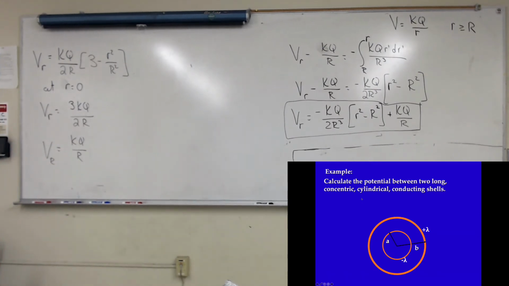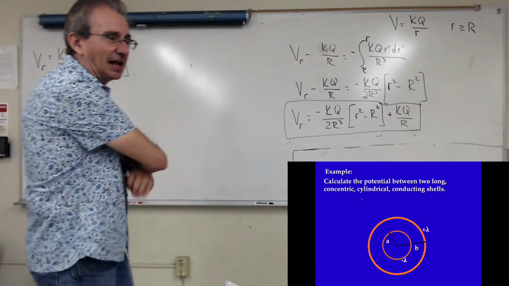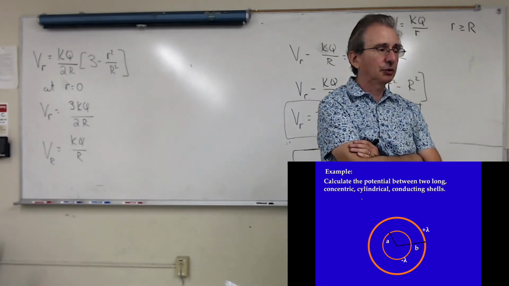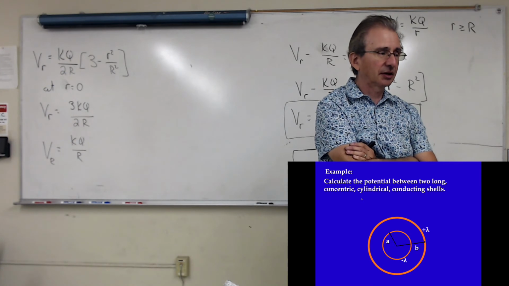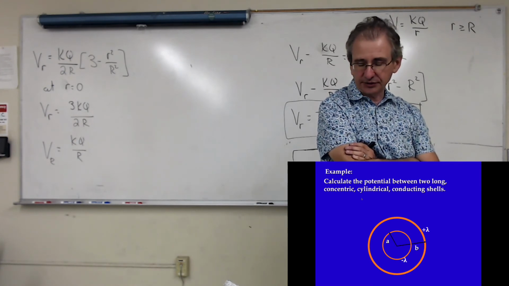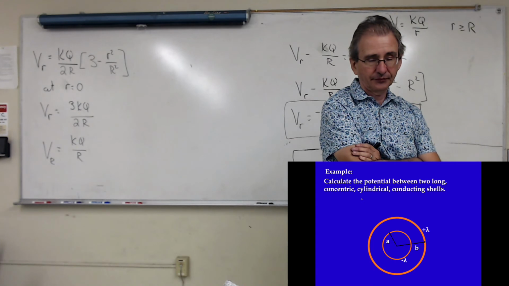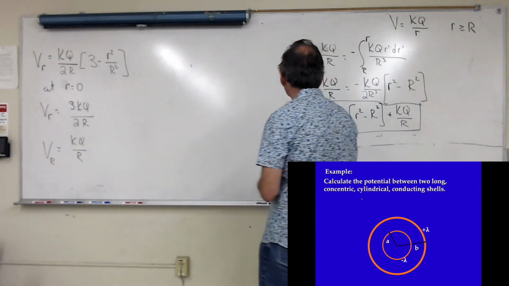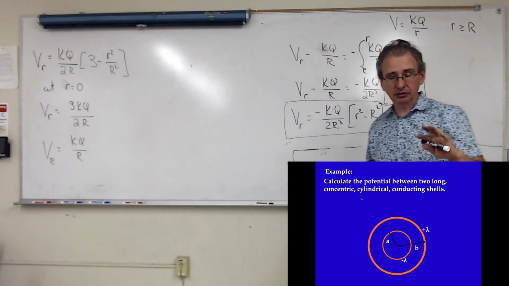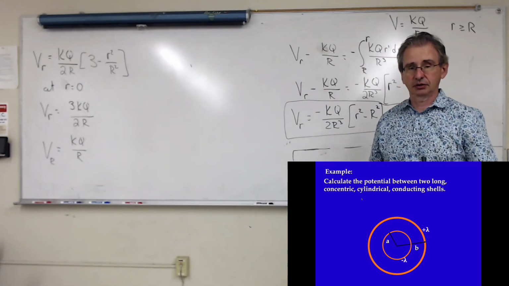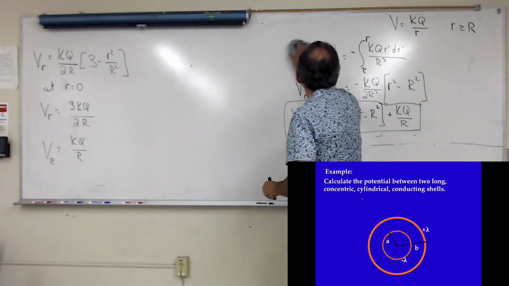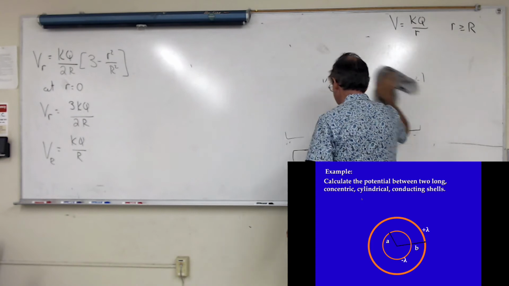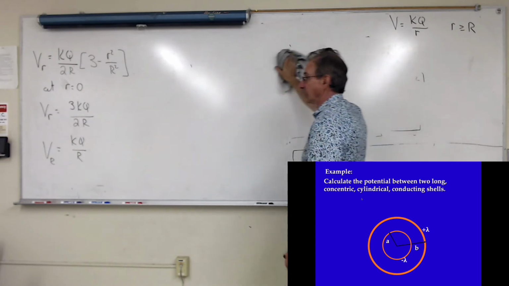Let's do another one. Let's calculate the electric potential between two long concentric cylindrical conducting shells. The shells have an equal but opposite charge. I can't use the integral of k dq over r because this is infinitely long.